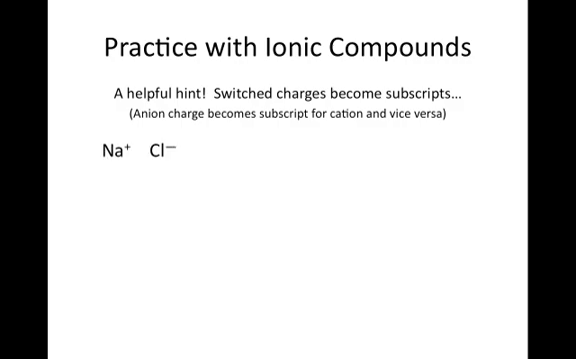Na+ and Cl-. The anion charge, -1, becomes the subscript for the cation, which is Na, so we know we're going to have one Na, and the cation charge, +1, becomes the subscript for the anion, which is Cl, so we know we're going to have one Cl. Anion charge becomes subscript for the cation, and cation charge becomes subscript for the anion.